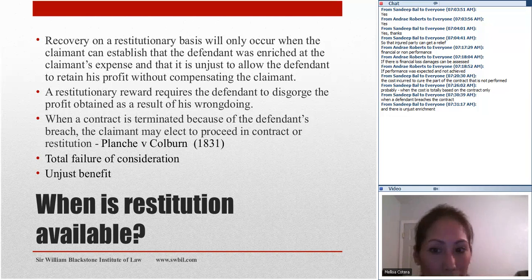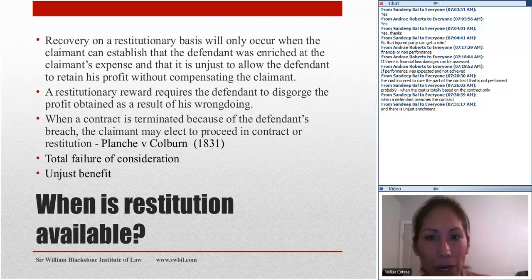The circumstances in which a party can so proceed in a contract are very limited. Okay, there are some limitations when the injured party can use a restitutionary basis for recovery. The first one is a total failure of consideration. The claimant may seek a restitutionary remedy where there has been a total failure of consideration. The claimant needs to establish this, that there has been a total failure of consideration.